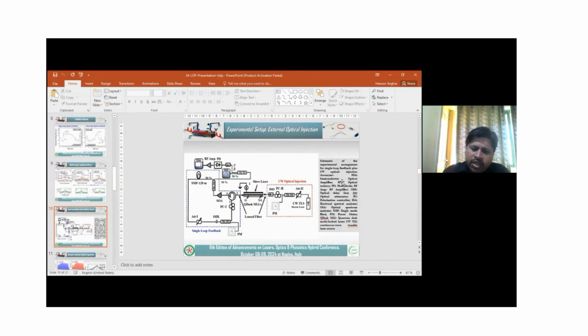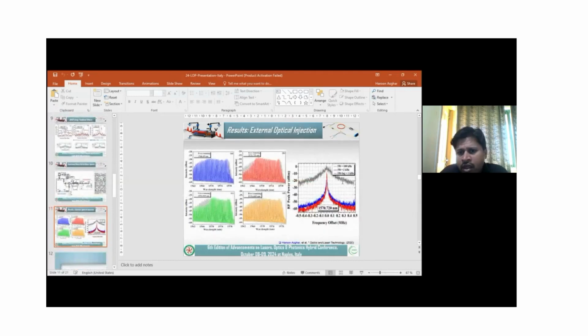And in this slide, we can see that in the case of free running, the RF linewidth was 100 kilohertz. However, when single loop feedback was employed, the RF linewidth reduced to 2 kilohertz. And then when feedback as well as optical injection techniques were introduced, the minimum RF linewidth was 1 kilohertz. So this shows the efficiency of optical injection techniques.